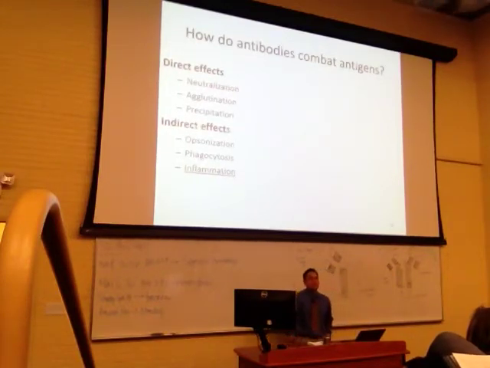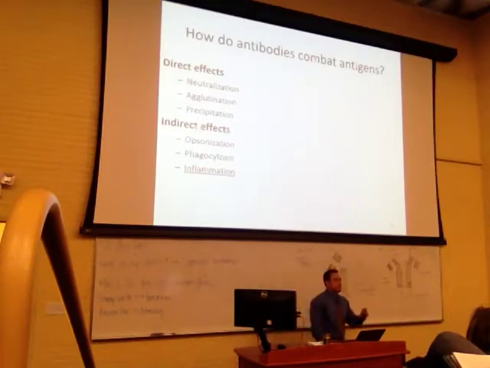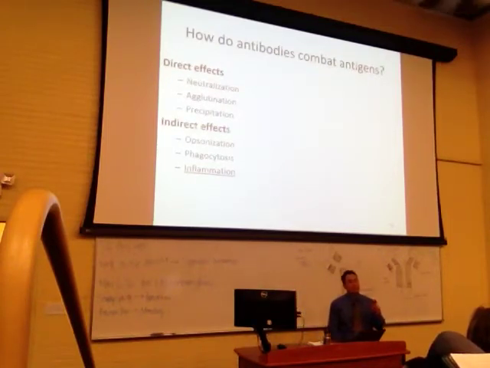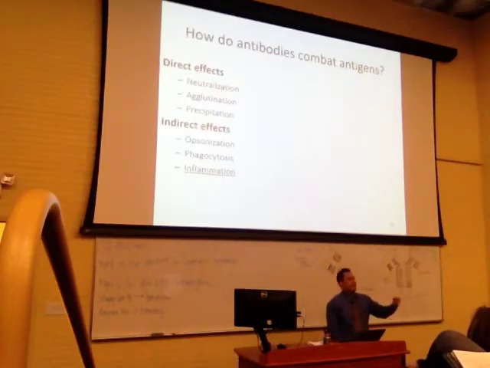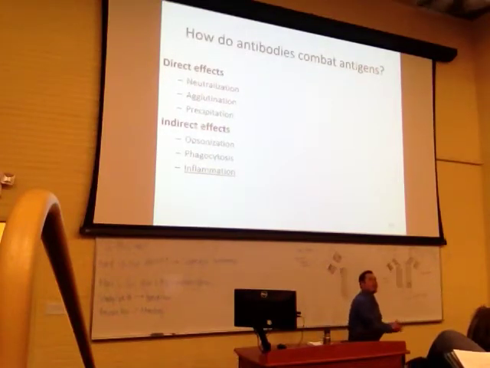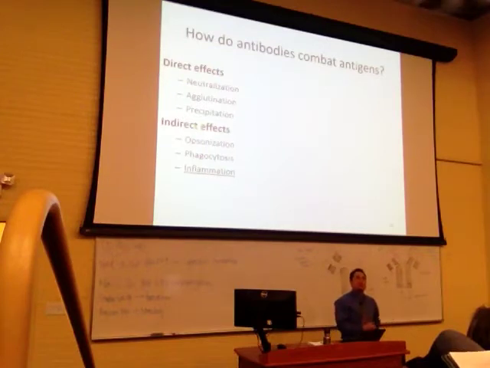Or the direct effect could be precipitation. If the antigen is soluble in the bloodstream, then the B cell antibody could bind to it and make it fall out of solution, precipitate it out, so that it can't circulate around. These are considered direct effects of how antibodies work.